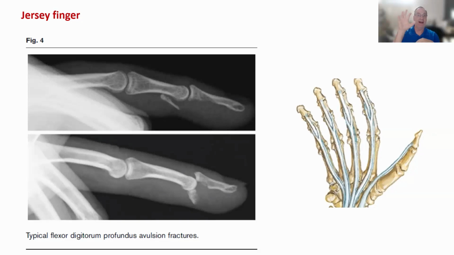And there's this violent moment that happens, right? So we got a hold of the jersey, the opponent kind of breaks away, and there's this violent moment that can either lead to rupture of the tendon or an avulsion fracture at the base of the distal phalanx. And that's what we're seeing in the image that is on the left.